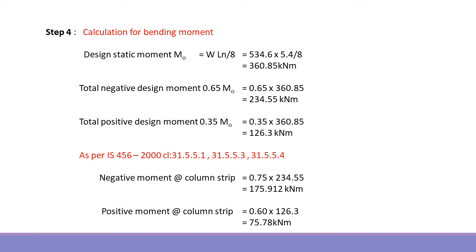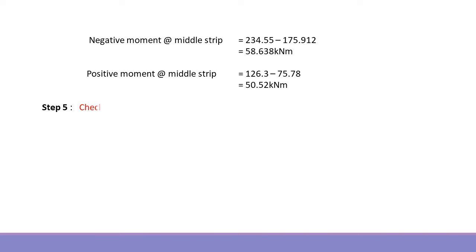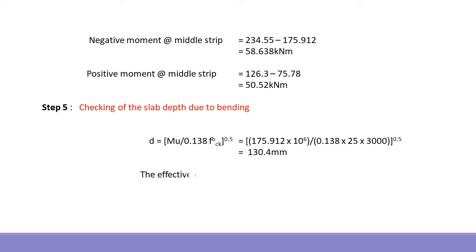That is the total positive design moment. So the positive moment for the column strip is 75.78 kN meter. The negative moment at the middle strip is equal to 234.55 minus 175.912, so you get 58.638 kN meter. The positive moment at the column strip we already found out. So 126.3 minus the column strip moment 75.78, you get 50.52 kN meter.